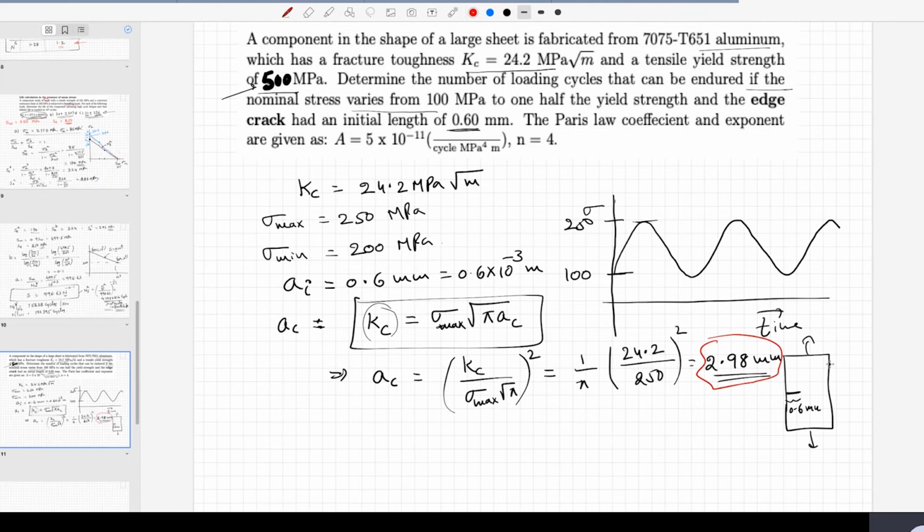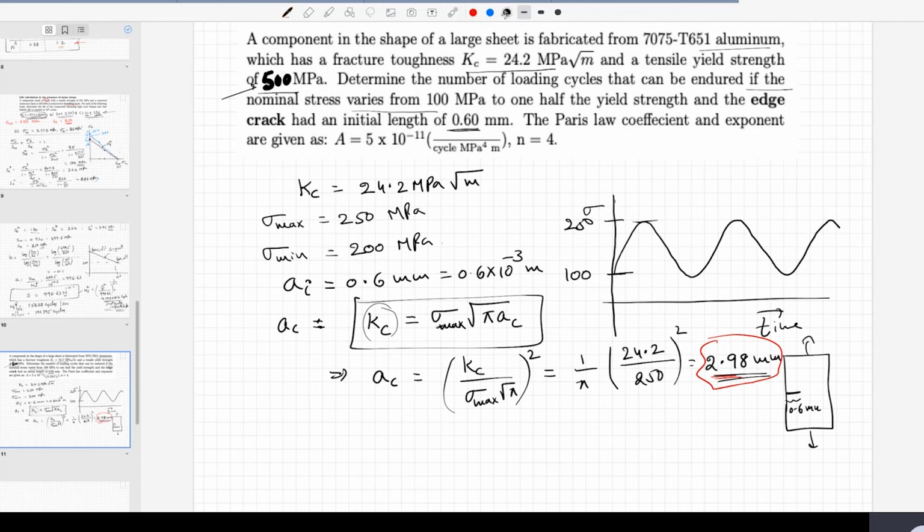So that means initially you have 0.6 mm, but when this 0.6 mm crack length becomes 2.98 mm, that is when the failure happens. That means you can apply this loading until that number of cycles where the crack length 0.6 becomes 2.98, because the crack is gradually growing, right? From 0.6 to 2.98 it can grow. Until then the structure is safe. The moment it becomes 2.98, that is when the failure happens.